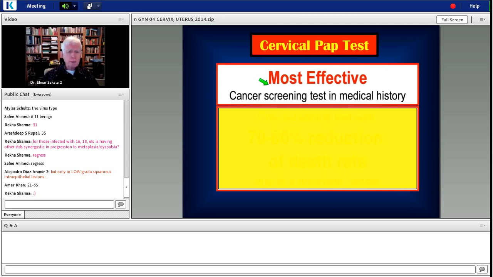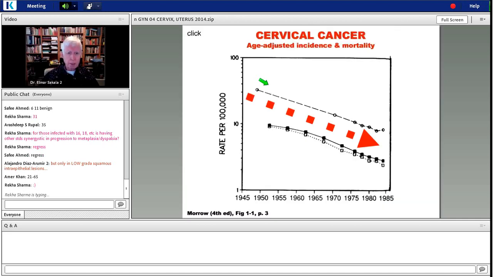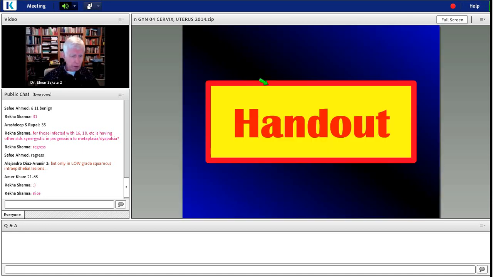The cervical pap smear is the most effective cancer screening test in medical history. It is the only screening test with a 70 to 80% reduction of a death rate due to prevalent cancer. The most common cancer in women today is breast cancer. The most common cancer used to be cervical cancer. But because of pap smears, look at what's happened to the rate of cervical cancer. A significant and remarkable reduction.